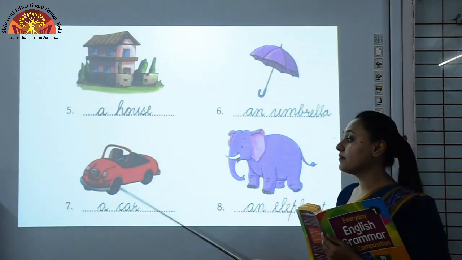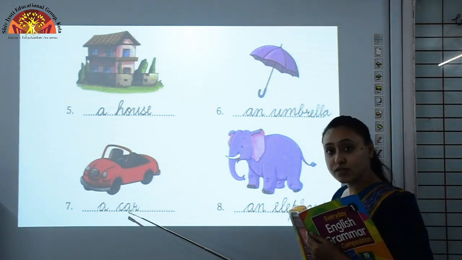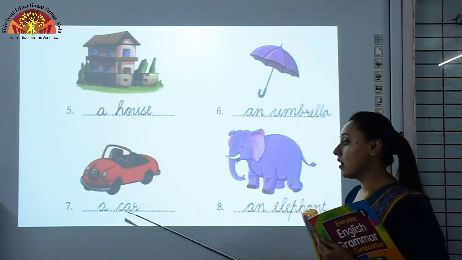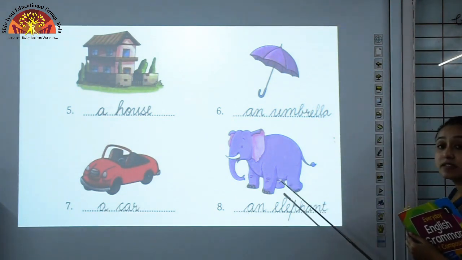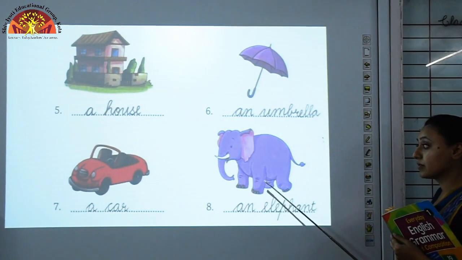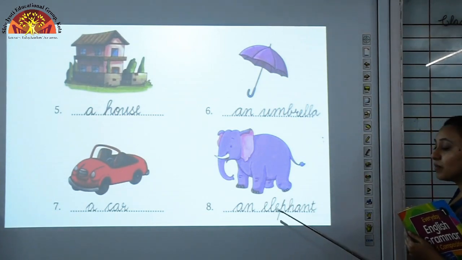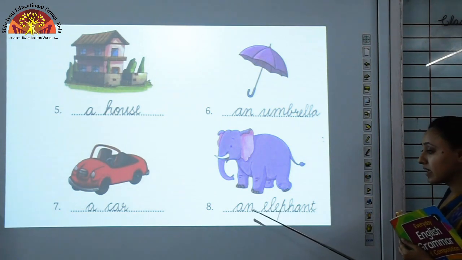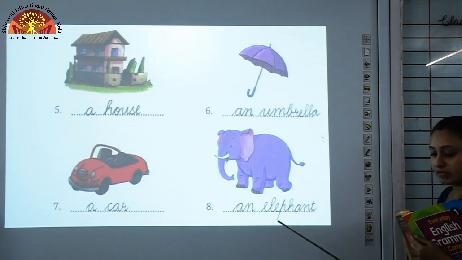Now look at number 7. This is the picture of a red car. So we will write car here, and car is a consonant sound word. So we will add A before car, a car, C-A-R, car. Now look at number 8. This is the picture of an elephant. We will write elephant here, then we will add AN before elephant because it begins with the vowel sound letter E. So, an elephant, E-L-E-P-H-A-N-T, elephant, okay children?